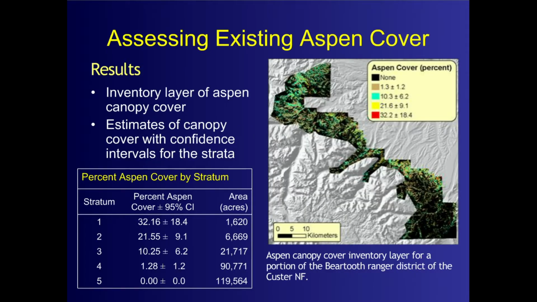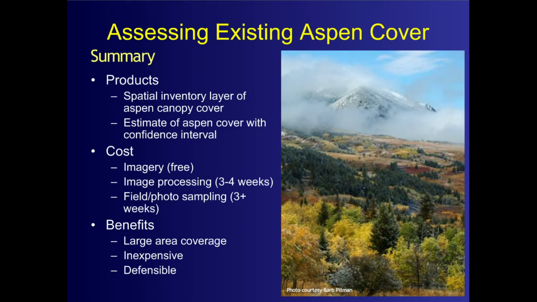So here's the pilot study area, and again you get a spatial layer indicating the location of the aspen, plus you get tabular data which gives you an indication of the amount of aspen with confidence interval within each one of those strata. So the product, again, you get a spatial inventory layer. It shows where the aspen is, plus you get the tabular data indicating how much aspen you have.